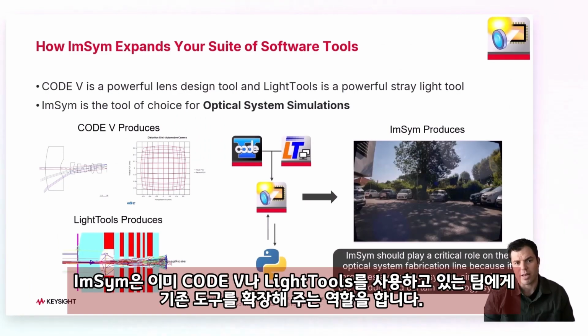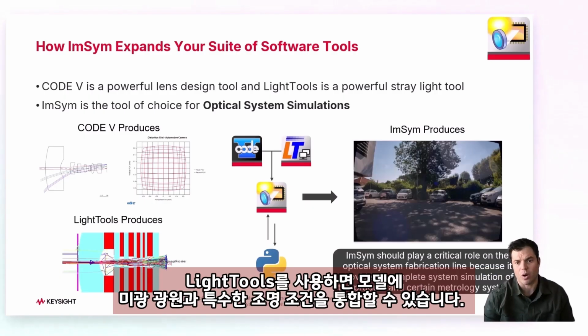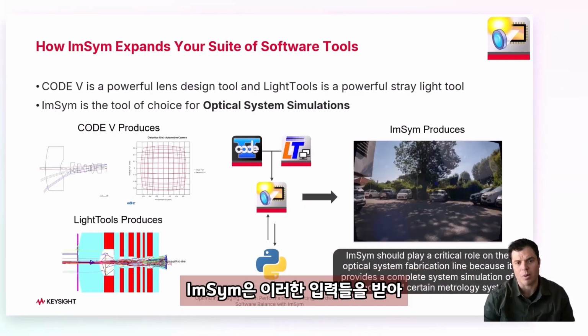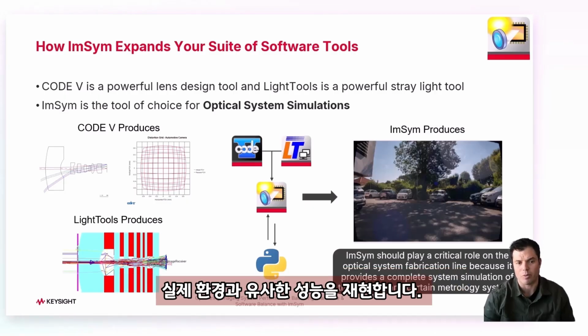We view ImSym as an expansion of your tools if you already use Code 5 or Light Tools. Code 5, for example, is a powerful lens design tool capable of outputting nominal or tolerance lens designs that mimic real-life variation. Light Tools allows you to incorporate stray light sources and unique lighting conditions to your model. ImSym, however, takes these inputs from these systems, allowing systems engineers to assess the final impact of the design choices at the system level, mimicking real-life performance.